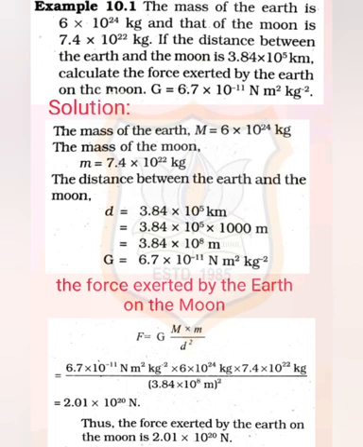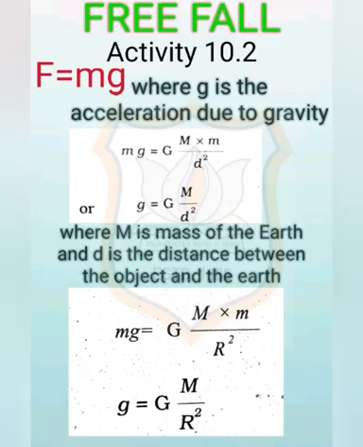So we have discussed the equation in our last video, that is F is equal to G m1 m2 upon d square, or capital M into small m upon d square. That is the force exerted by the earth on the moon. And putting the values, that is 6.7 into 10 to the power minus 11 Newton meter square per kg square into 6 into 10 to the power 24 kg into 7.4 into 10 to the power 22 kg divided by d square, that is 3.84 into 10 to the power 8 meters whole square. And it gives the answer 2.01 into 10 to the power 20 Newton. Thus we can say the force exerted by the earth on the moon is 2.01 into 10 to the power 20 Newtons.